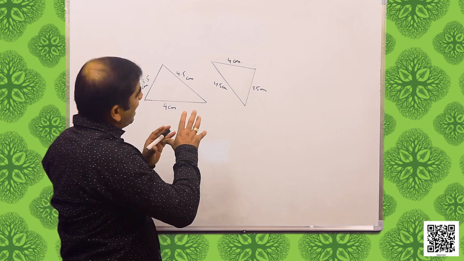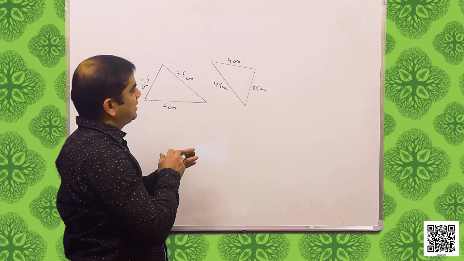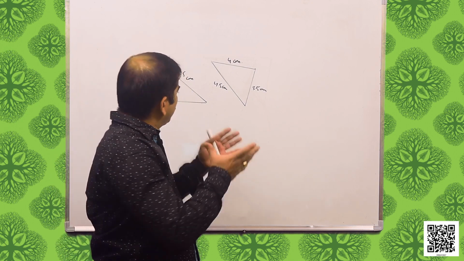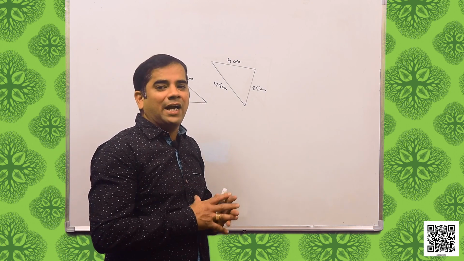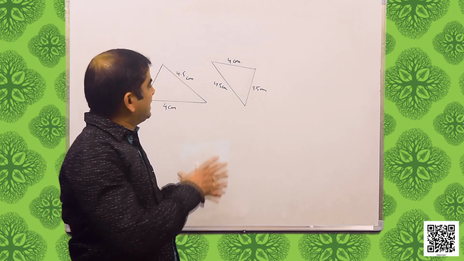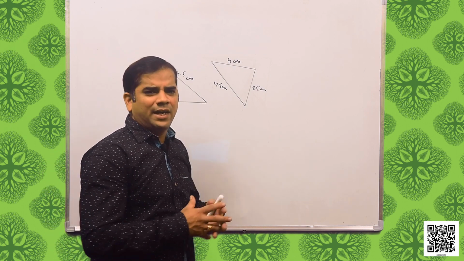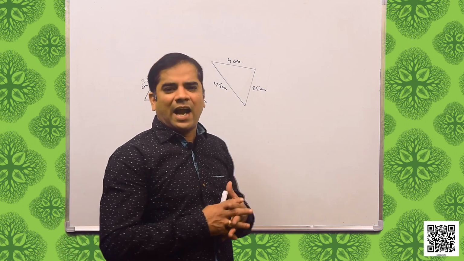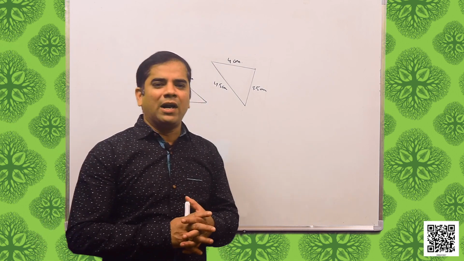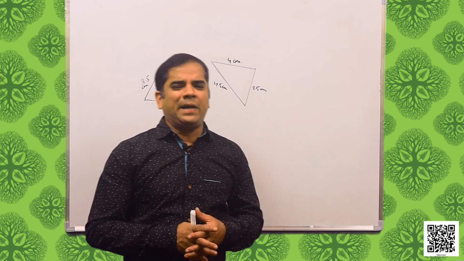When I rotate the triangle and place one triangle over another, we can see that both the triangles coincide with each other. So in that case, we can say that they are congruent. We can do it by drawing the triangles on a piece of paper, cutting them out and placing one over the other, and we can see they are coinciding with each other.